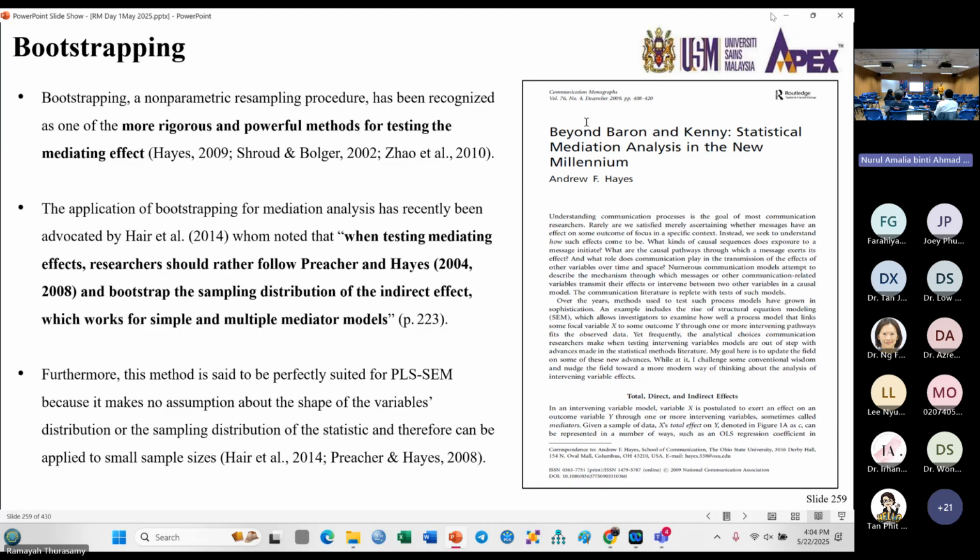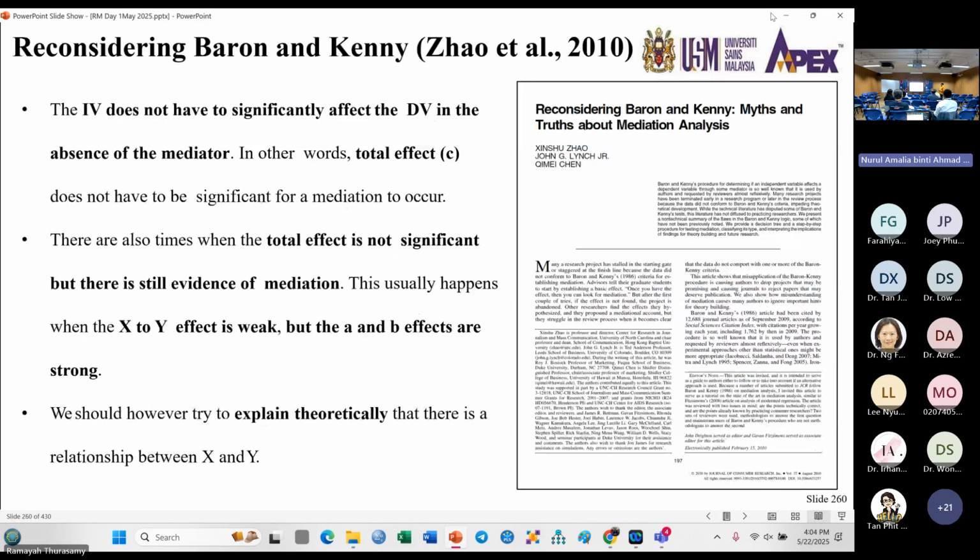So this paper actually changed the equation. And then in 2010, another paper by Zhao et al. The title was Reconsidering Baron and Kenny. These two papers actually changed the equation. From the Baron and Kenny method, people started to move away from this method to bootstrapping the indirect effect. And this paper was very good because now the requirement of a relationship between the independent and dependent variable is no longer required.